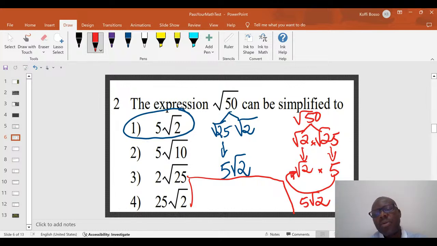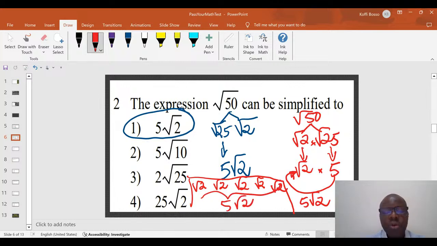This tells you that you have square root of 2, 5 times. It's like you have a square root of 2 one time, square root of 2 two times, square root of 2 three times, square root of 2 four times, square root of 2 five times. So 5 times means you have 5 square root of 2. That's the reason we need to place that 5 outside of the square root.